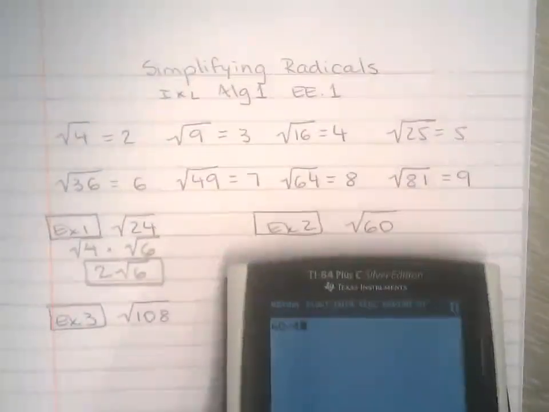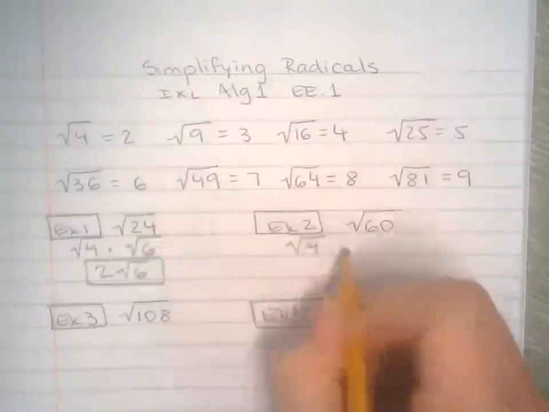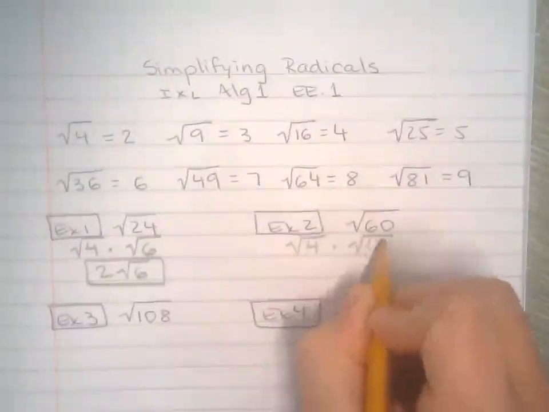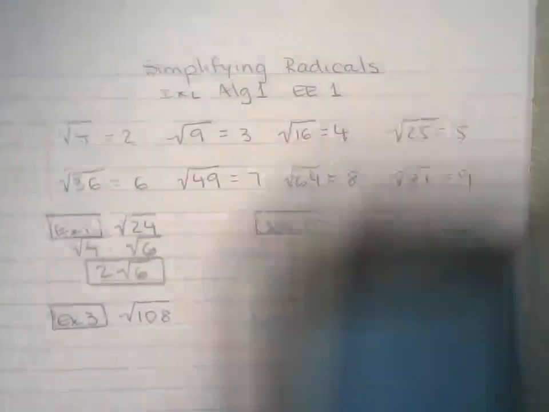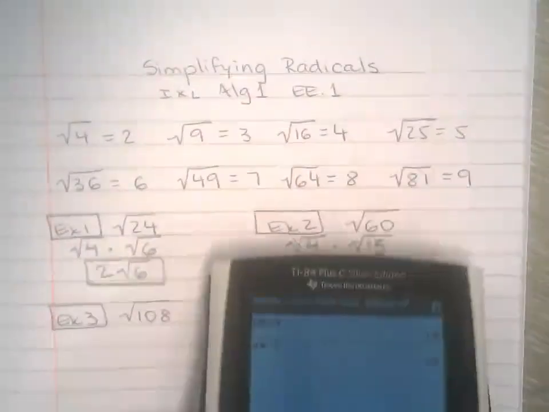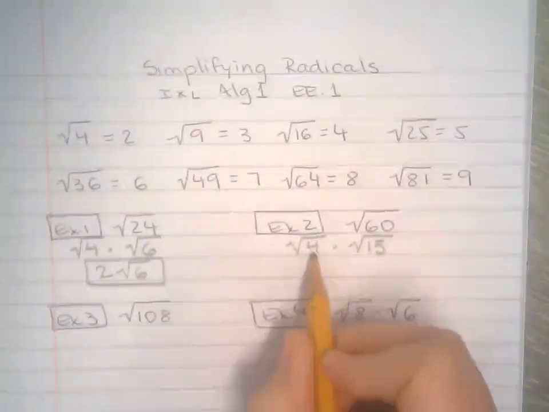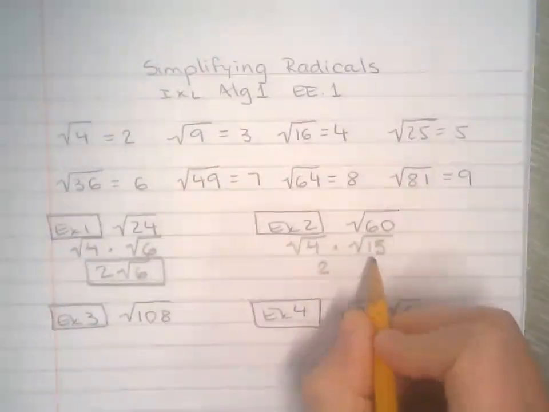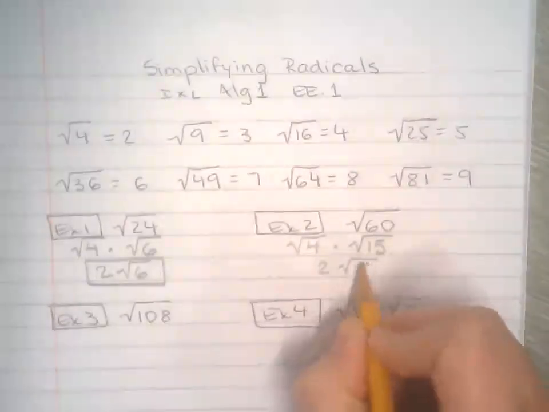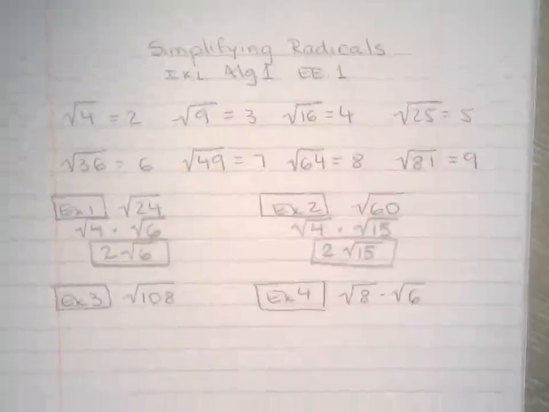60 divided by 4. And I know 4 is a perfect square, so I can simplify that. So I can rewrite it as square root of 4 times square root of 15. 4 times 15 equals 60. All right, now we simplify square root of 4. You get 2. You cannot simplify square root of 15, so you leave that alone. Therefore, this is your final answer. Another one.